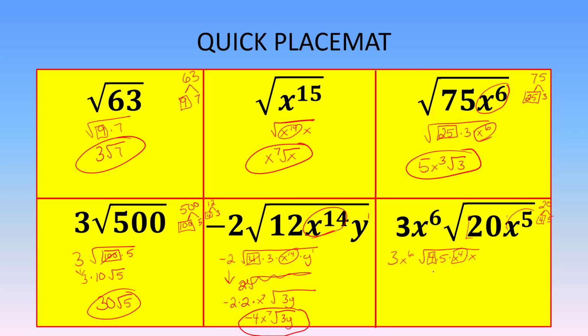So let's simplify just the radical first. Square root of 4 is 2. X to the 4th, half of the x's come out, x squared. Everything else stays in the radical, 5x. Drop down our 3x to the 6 and multiply together. 3 times 2 is 6. We have like bases. X to the 6 plus 2 would be x to the 8th root 5x.